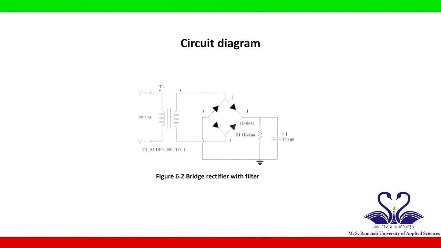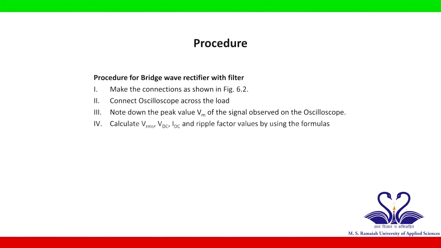The figure shows the circuit diagram of the bridge rectifier with filter capacitor. The experimental setup is made as per the circuit diagram. Input signal is provided by a step-down transformer. Connect the probes of an oscilloscope across the load resistor to see the output waveform and across the transformer to see the input. Note down the peak value of the output waveform for further calculations.